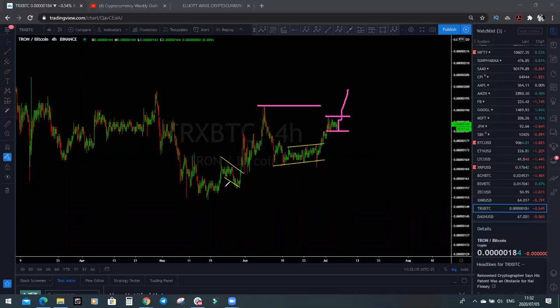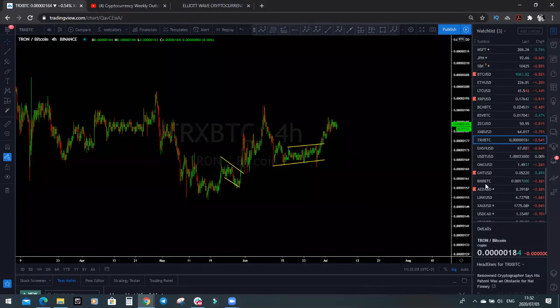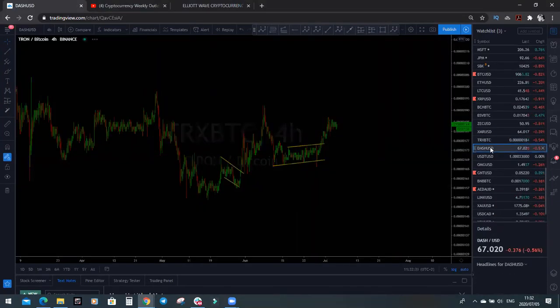If it breaks higher than this, Tron will be giving us a structure like this. So watch out for an entry here when you've got a confirmation according to your strategy. If you're in a group, you know the strategy that we use for confirmation.